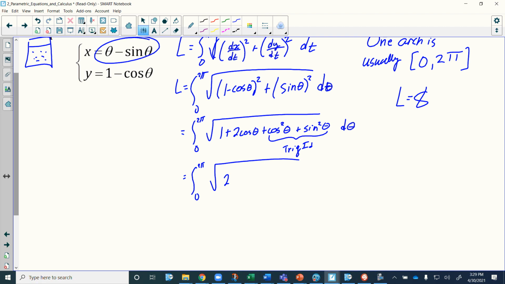And I have something wrong here. Oh yeah, this will be negative and negative. This should be negative 1 minus 2 cosine. There we go. So this will be 2 minus 2 cosine of theta d theta. And again, you could type that part into your calculator and show that that one's going to be equal to 8.